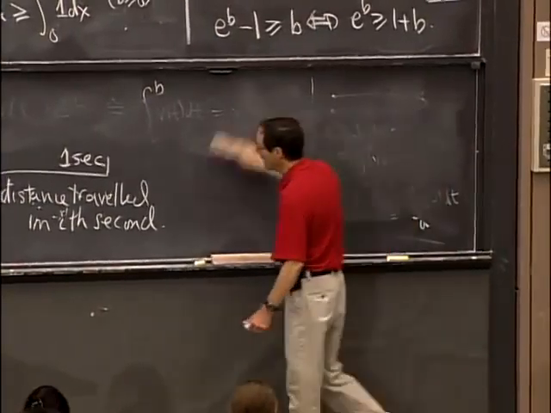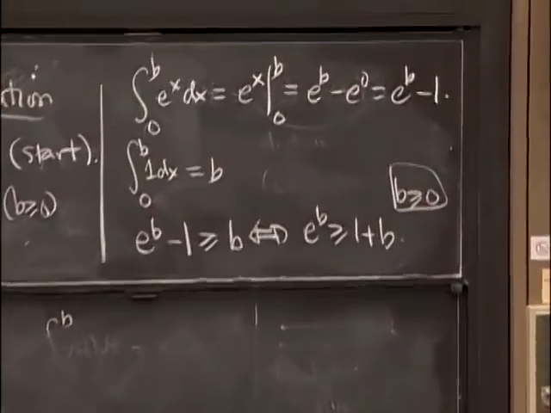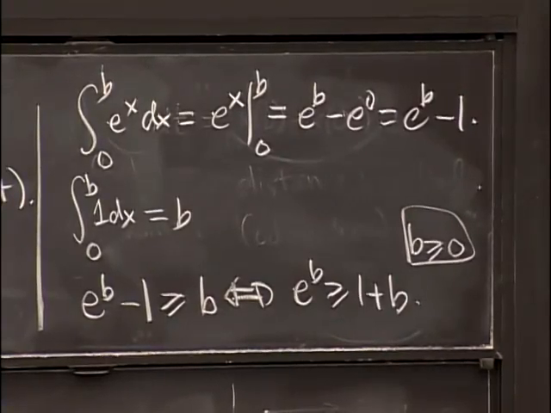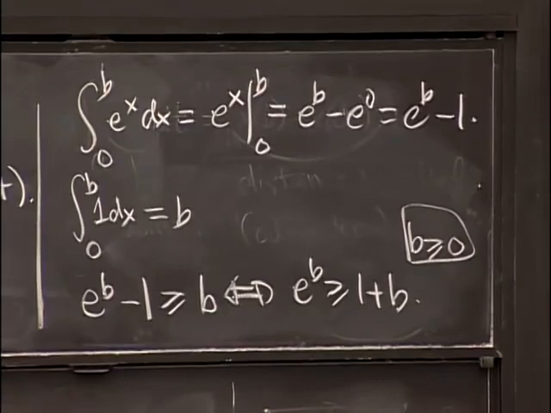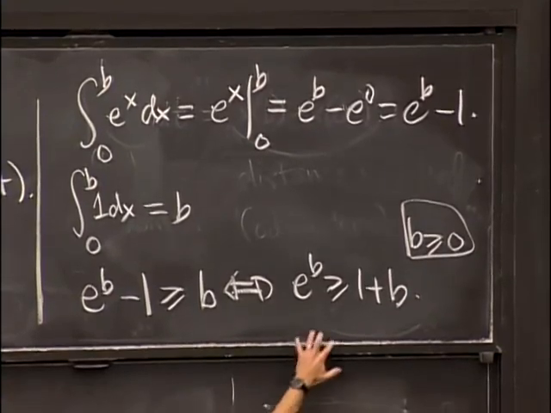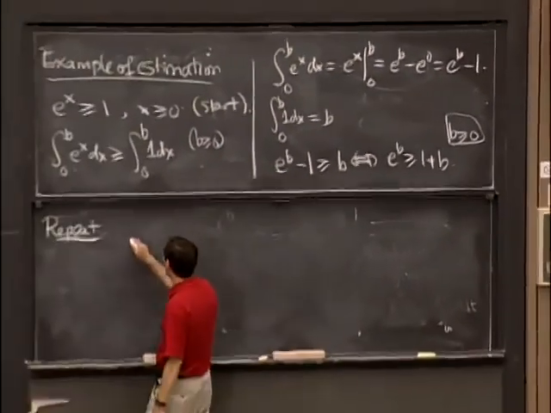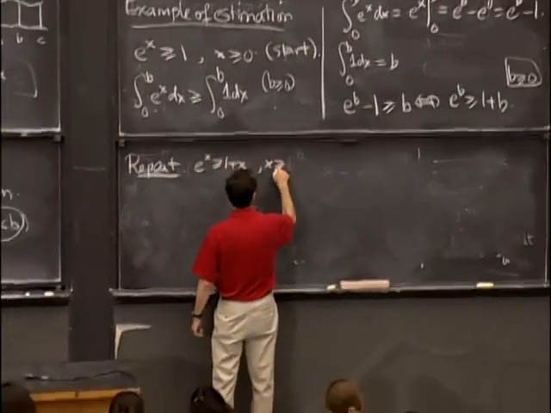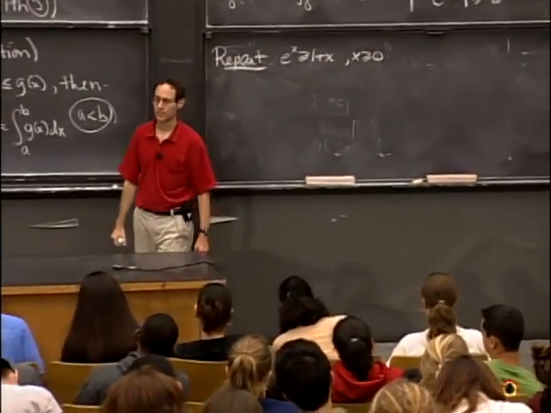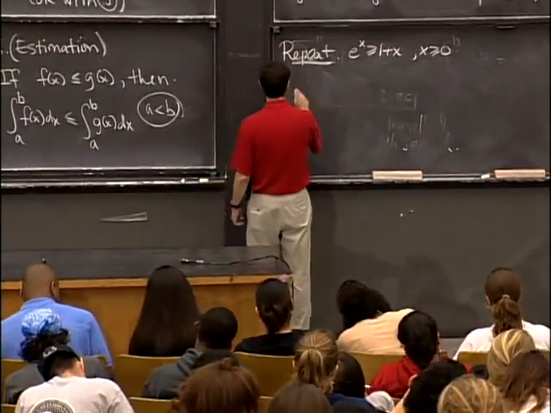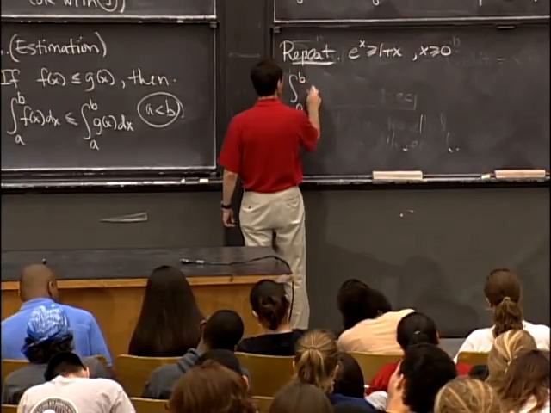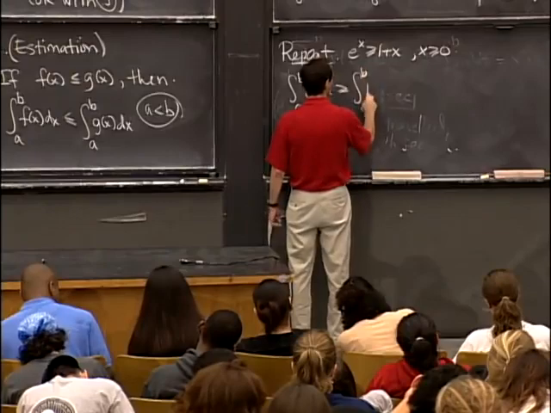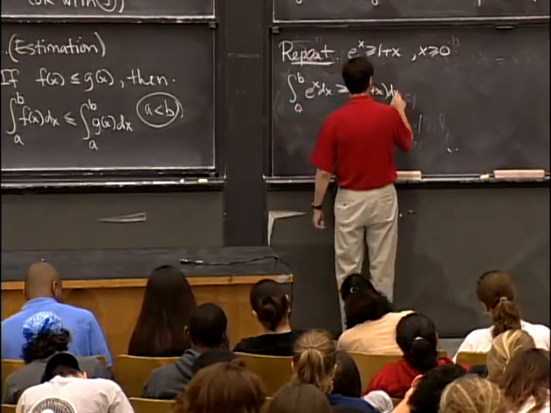All right. I'm going to just repeat this process. So let's repeat it. Starting from the inequality, the conclusion, which is sitting right here. But I'll write it in the form e to the x greater than or equal to 1 plus x for x greater than or equal to 0. And now if I integrate this one, I get the integral from 0 to b of e to the x dx is greater than or equal to the integral from 0 to b of 1 plus x dx.